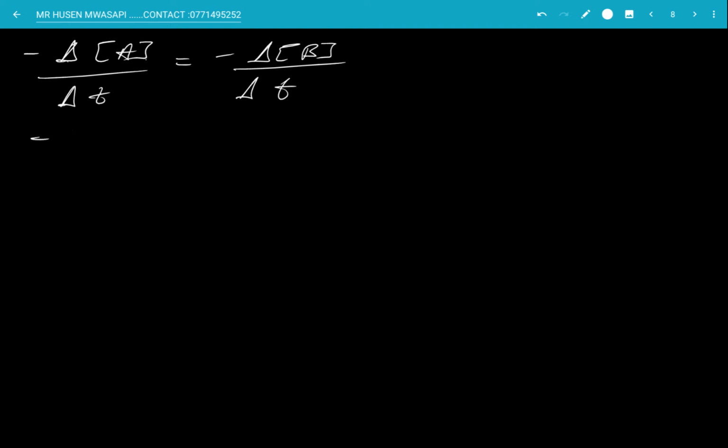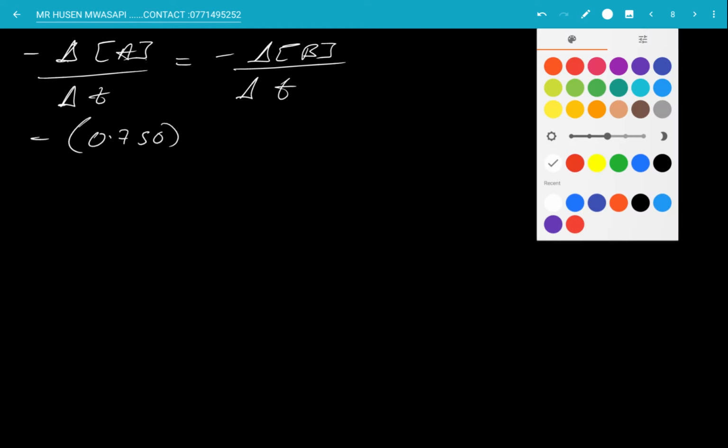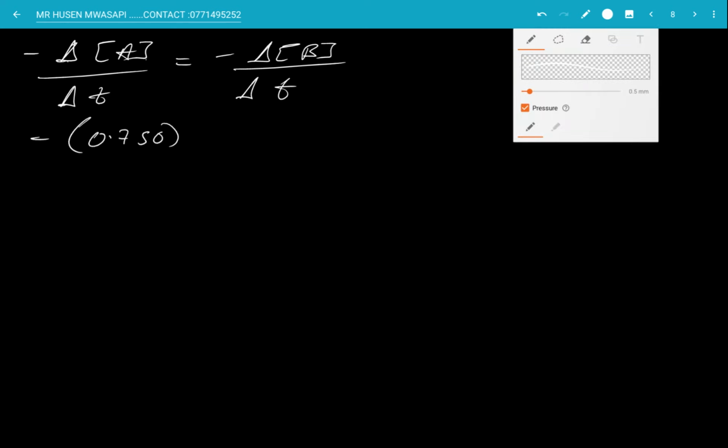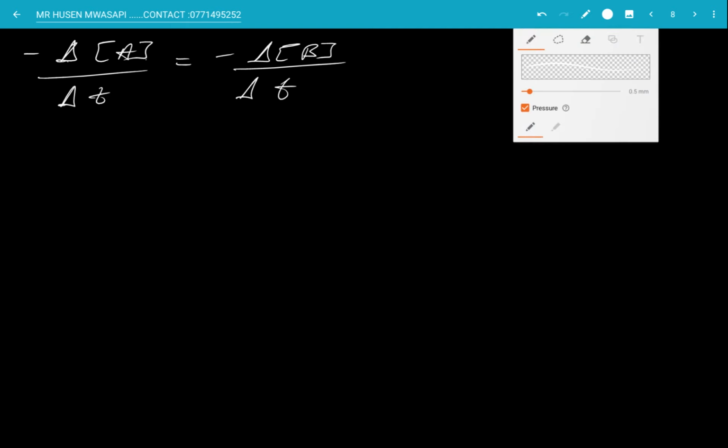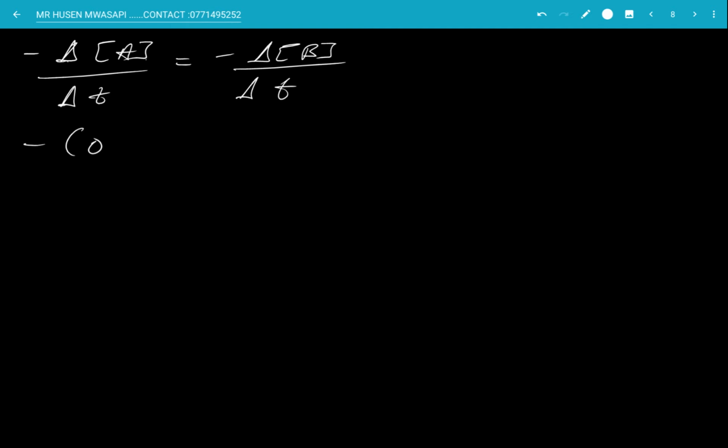So the rate of A is minus what is given, which is 0.750. That was molarity in what? Molarity per minute. But this was not what we found. We found the value of this in molarity per second to be something else. We found it to be minus 0.0125. Now this is equivalent to, it's supposed to be a 3 there, equal to minus change in concentration of B over change in time, 3 change in time.